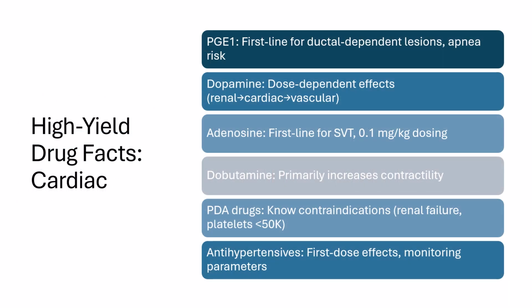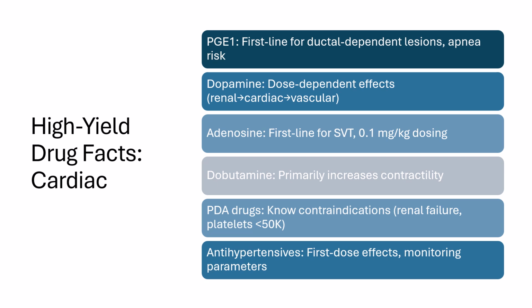Let's review the highest yield cardiac drug facts that frequently appear on the exam. PGE1 is first line for ductal-dependent lesions, and its major side effect is apnea. Dopamine has dose-dependent effects. Low doses, 0.5 to 3 micrograms per kilogram per minute, are renal. Medium doses, 5 to 10 micrograms per kilogram per minute, are cardiac, and high doses, greater than 10 micrograms per kilogram per minute, cause vasoconstriction. Adenosine is first line for SVT with a typical initial dose of 0.1 milligrams per kilogram given as rapid IV push.